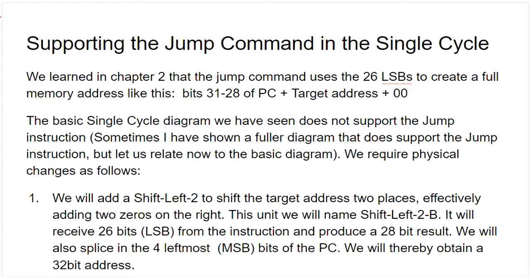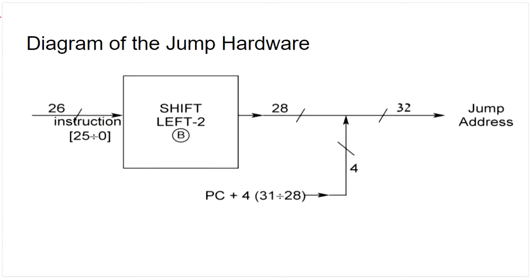And we're going to then have to add to it 4 more lines from the PC plus 4. And there's the PC. We're going to take 4 lines from it and add it to the 28 bits that we've got from our shift left 2, getting a total of 32 lines, which will be a 32-bit address. So let's see, first of all, the description of this new piece that we're adding.